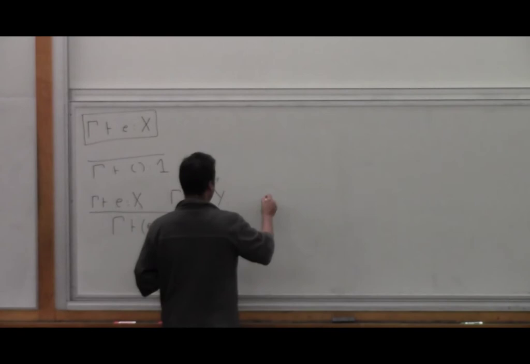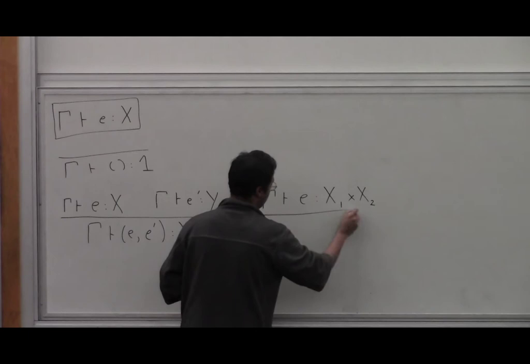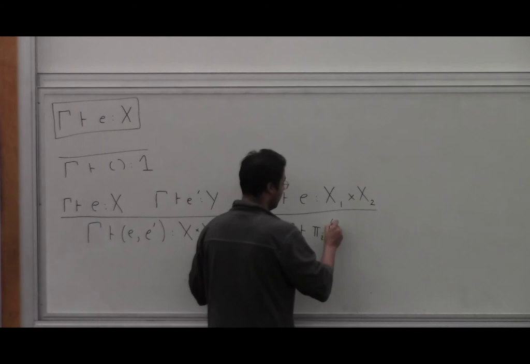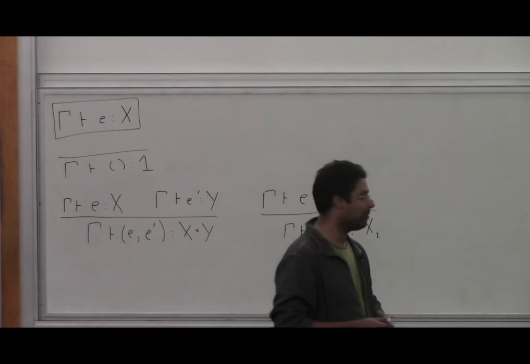And similarly, if we have a pair, I'll write this as X1 times X2, then we can project from this pair, and we can say, well, if I take the ith component of this pair, then pi I of E will have the type X sub I. So I'm just being a little bit lazy here and writing one rule instead of two. So just imagine that I ranges over 1 and 2.